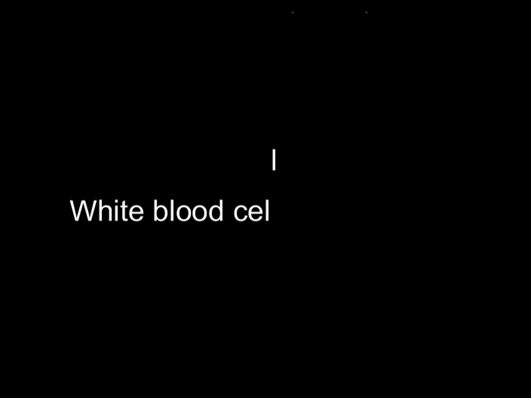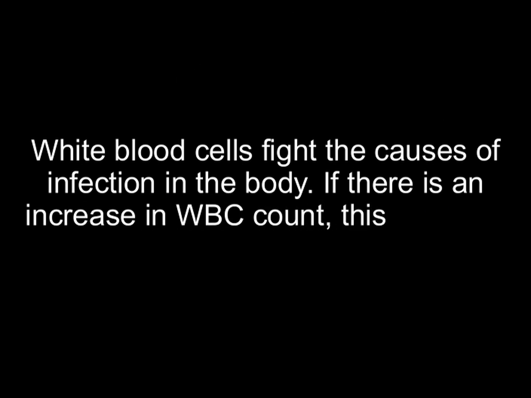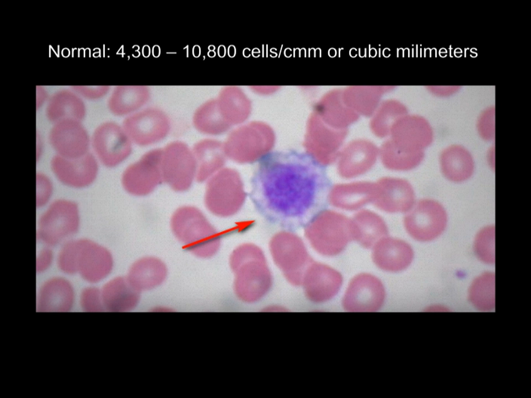White blood cell, WBC, count. White blood cells fight the causes of infection in the body. If there is an increase in WBC count, this could be indicative of an infection. Normal, 4,300 to 10,800 cells/cmm or cubic millimeters.